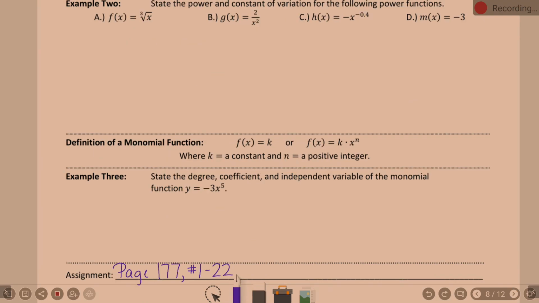Okay, a little bit more in example 2 about power functions. Here, it asks us to state the power and constant of variation for the following power functions. Remember, if it's a power function, it fits the form from up above of f of x equals k times x to the a, where k and a are non-zero constants. They're asking us for power and constants of variation.